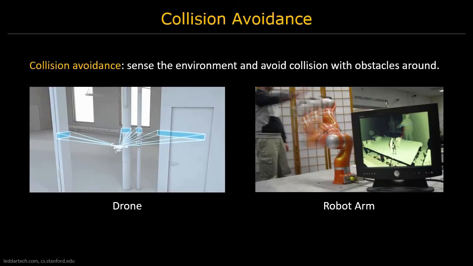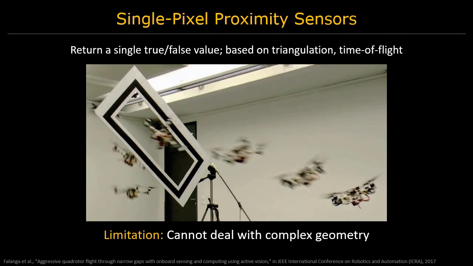Imagine a drone flying through a complex, cluttered environment, or a robot arm collaborating with human workers. In these scenarios, the robot needs to perceive its surroundings in order to avoid collisions with obstacles or their human co-workers. One way to enable such perception is to use single-pixel proximity sensors. These sensors typically return a single or sparse set of true or false values, and are not suitable for robot navigation through scenes with complex geometry, for example, a narrow gap.